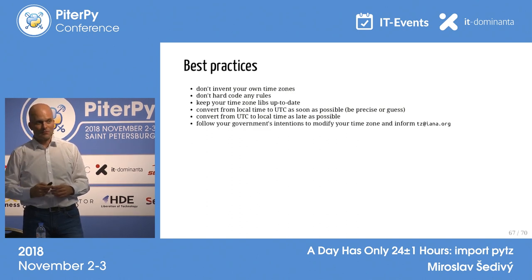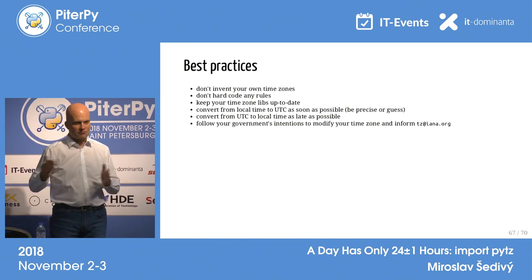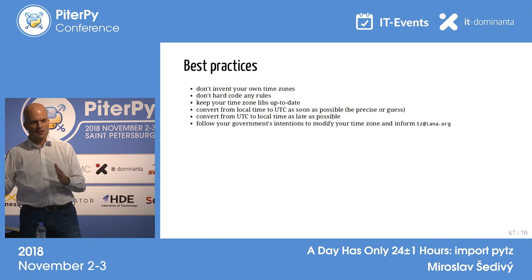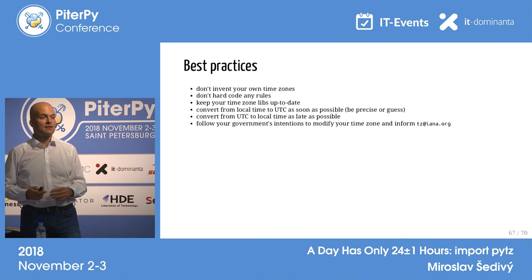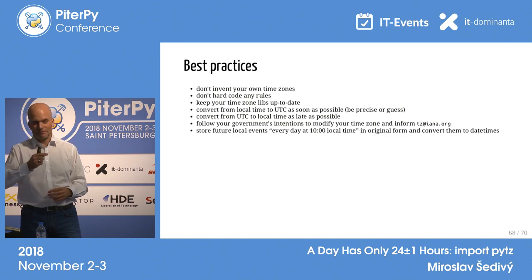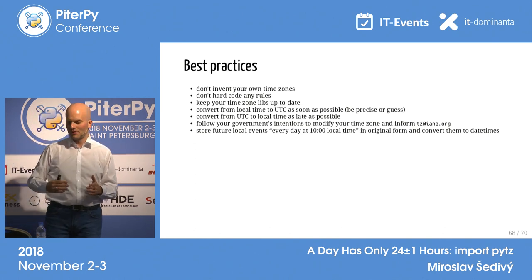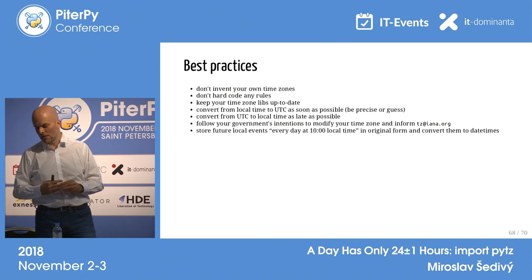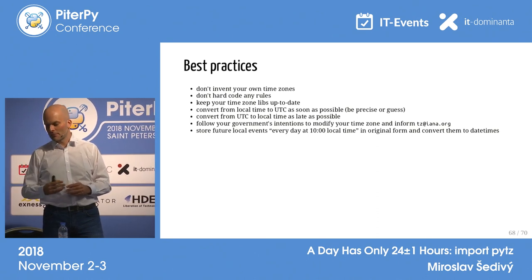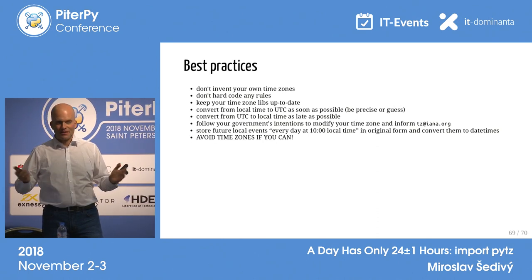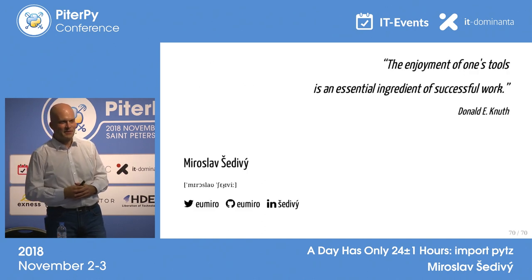Then follow what your government does, and if you see any information that concerns a switch of daylight saving time, introduction, or abolishment, just inform tz-announce at iana.org. They will tell you thank you. If you have some future local events, try to store them in some text form, like every day at 10 o'clock local time, because you cannot convert that to UTC immediately, and then convert them to datetimes as late as possible. And the best, avoid time zones if you can. Thank you very much.